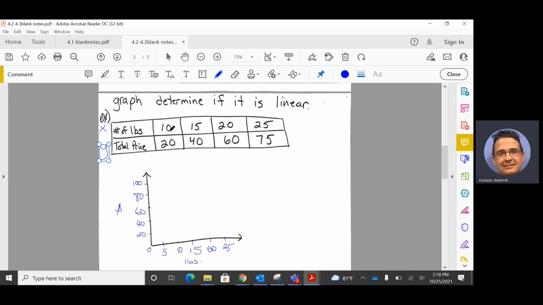And these are ordered pairs. So when we have purchased 10 pounds of whatever this is, we in turn are spending $20. X is 10, then you go up to 20. Next one, 15, would be 40. And then 20 would cost us 60. 25 would then cost us 75.